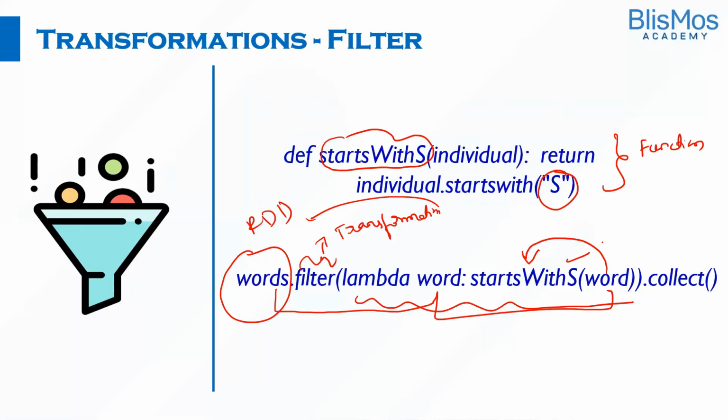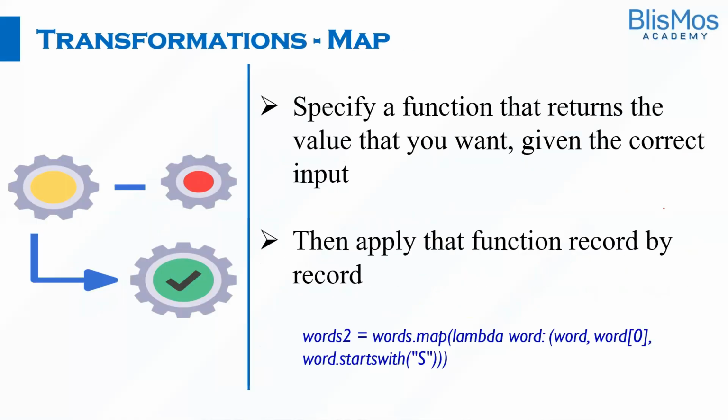So we define a function first, then using that function we are filtering. Whichever evaluates to true will be collected. Whichever evaluates to false will be rejected. That is how we use the filter. The filter which we have seen is a simple transformation.